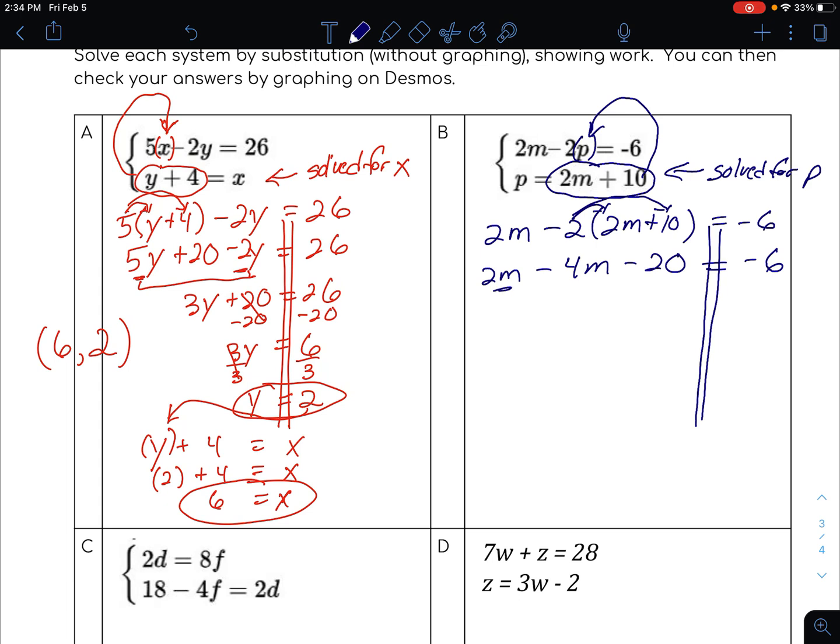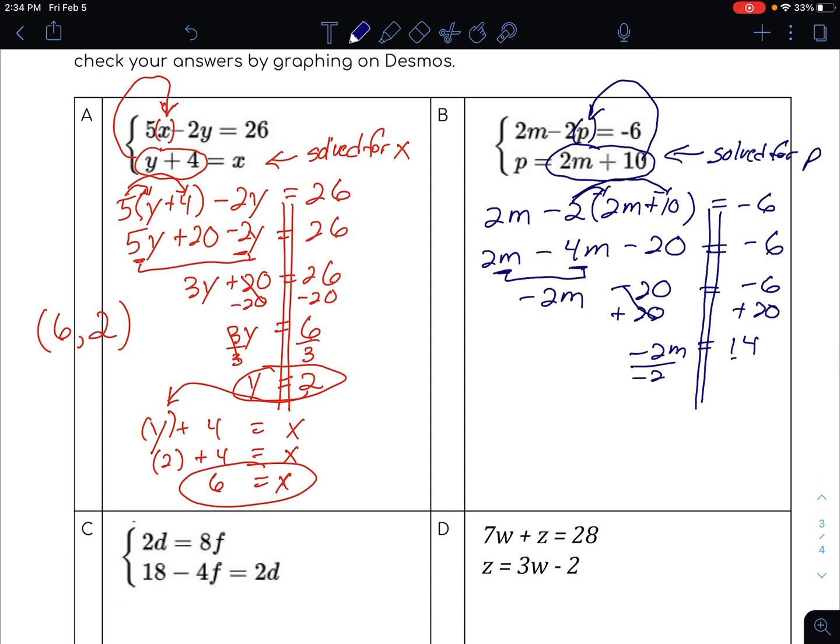Combining like terms, like we did in the last one, 2m minus 4m, or 2m plus negative 4m, is a negative 2m minus 20 is equal to negative 6. Then adding 20 to both sides, we get negative 2m is equal to 14. Negative 6 plus 20 is 14. And then dividing by negative 2, we get m is equal to negative 7.